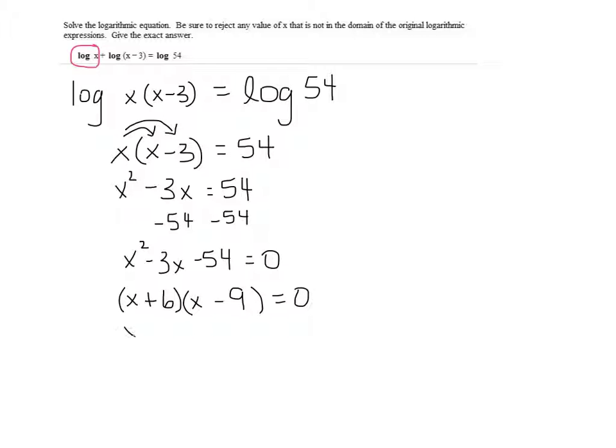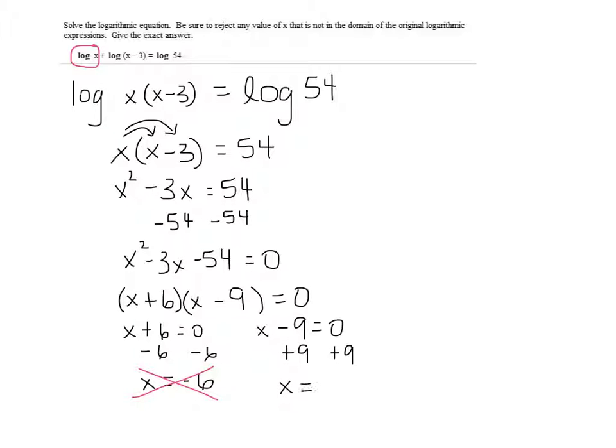So now we're going to set each factor equal to 0 and solve. On this one we get negative 6 for an answer, but that doesn't work with logarithms. We can't do log of negative 6. That won't work, so that's not really an answer. On this side we get positive 9 for an answer, and that does work. We can take the logarithm of 9. So that's how this problem works.